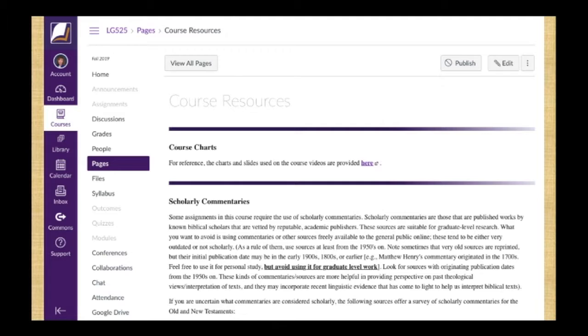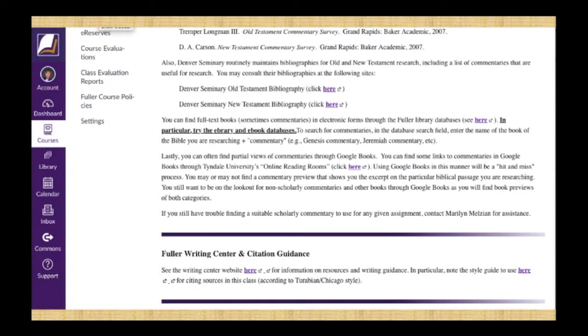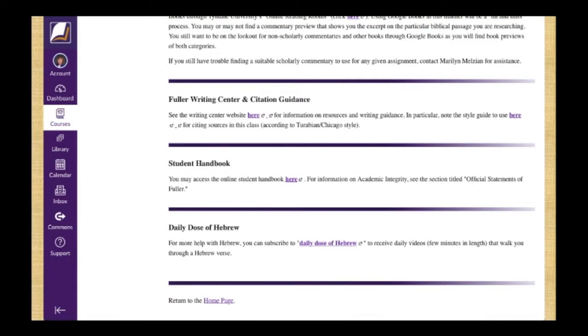Notice that the page on course resources provides links to course charts, references for scholarly commentaries, Fuller Writing Center and citation guidance, the student handbook, and what's called a daily dose of Hebrew that you can subscribe to. This is to help you with your ongoing study of Hebrew. And maybe eventually they get to the Aramaic passages as well.